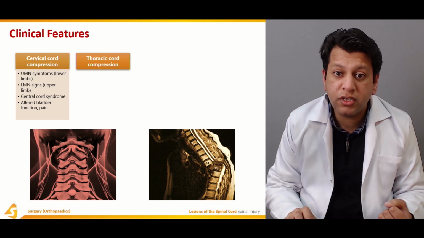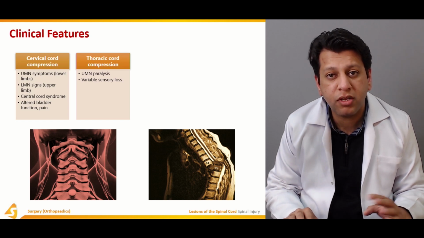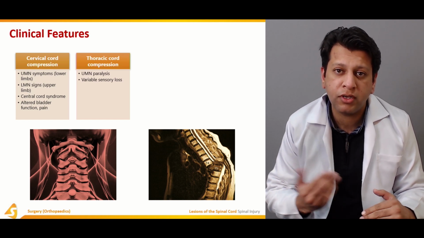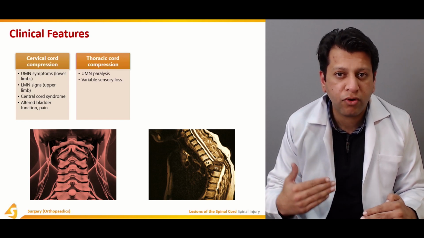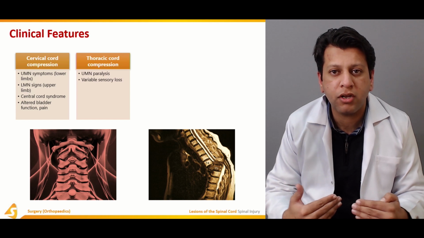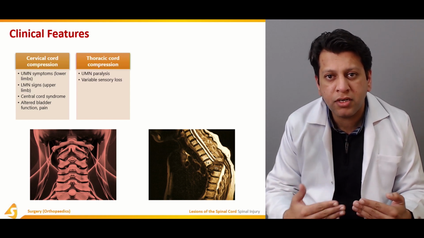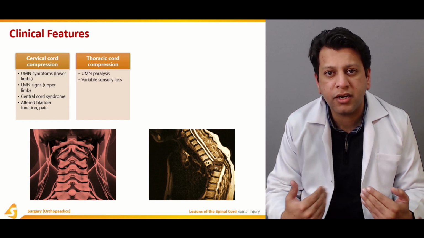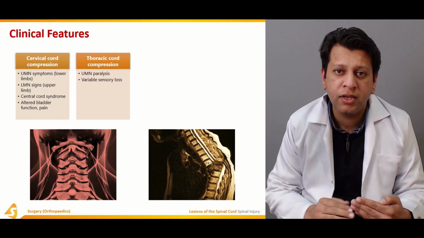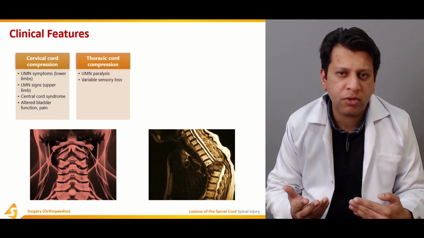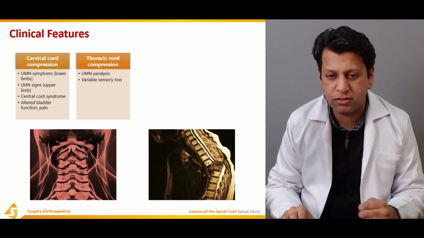Then, if it's a thoracic cord compression, there is usually variable sensory loss, because the sensory fibers ascending through the spinal cord may be decussating, and there may be internuncial neurons interconnecting them as well. Therefore, the loss is sometimes variable. There may be a dermatomal loss, but it may not be present either. But mainly it causes upper motor neuron lesions.